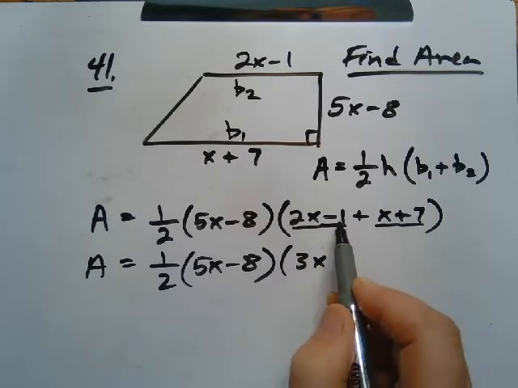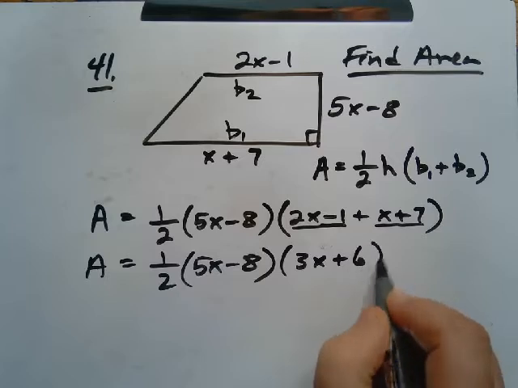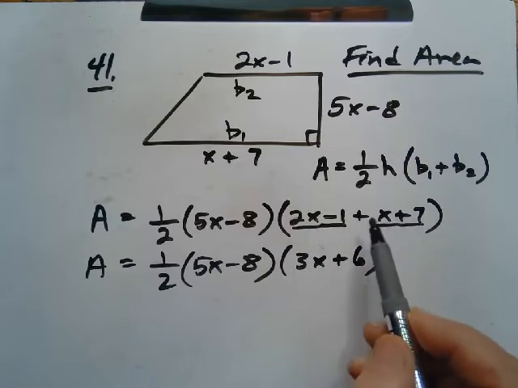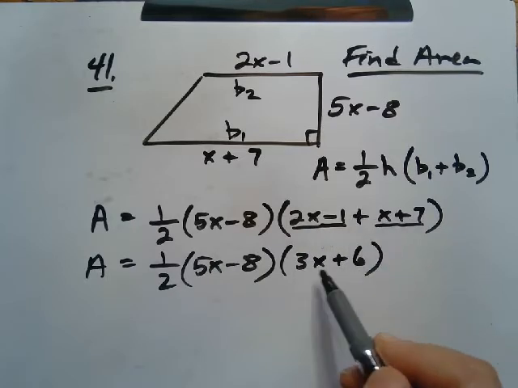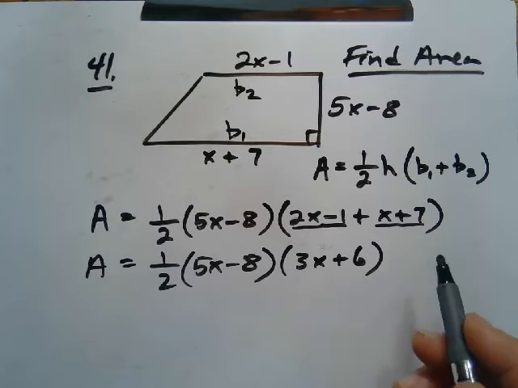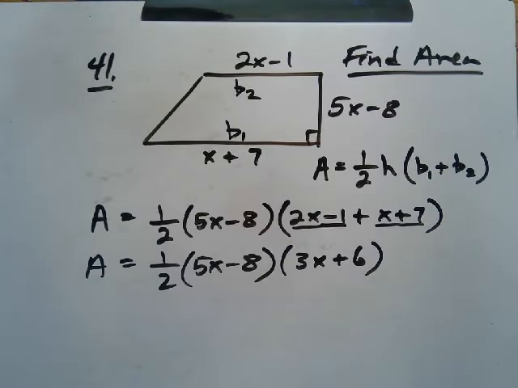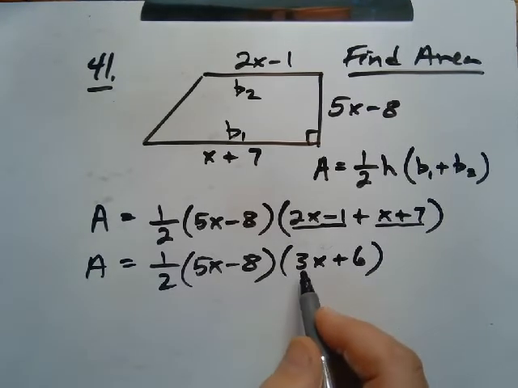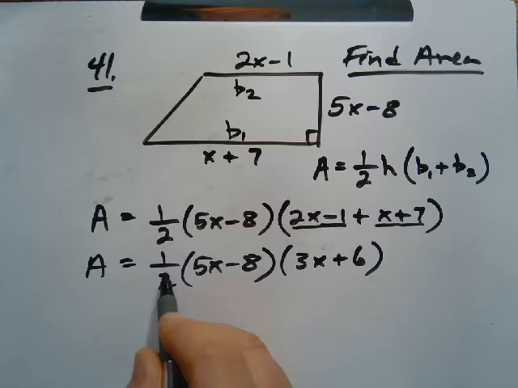And 7 and a negative 1 is 6. So when I combine these two by addition, see there's addition here, I'm going to get 3x plus 6. Now we're going to go ahead and FOIL this. Okay? Let's leave the half out for now. Just too much work, too distracting to try to multiply it. We'll do it at the end.